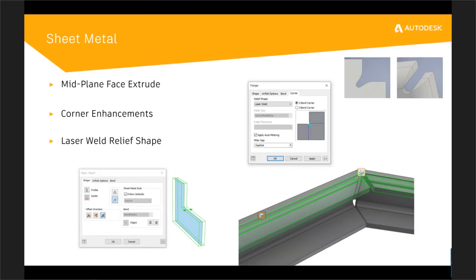Some more enhancements. Nearly 40% of Inventor customers use sheet metal every day, so we've continued to look at sheet metal and ways we can enhance it. These range from big things that we've done with multi-body and multi-body rules and different thicknesses to different manufacturing requests. In this case, we've done some things around laser weld relief shapes, face and corner treatment enhancements, all things that customers have been asking for to really match up with their manufacturing and fabrication processes.